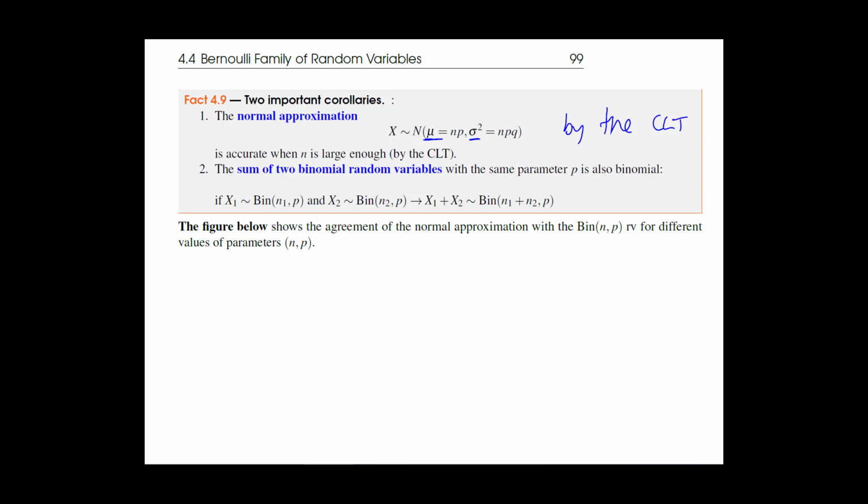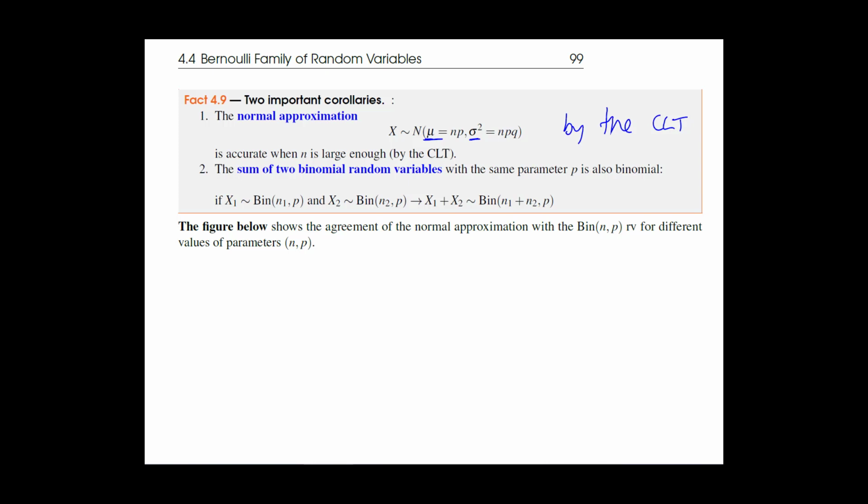The other corollary, let's say, is that the sum of 2 binomials with the same probability of success is also going to be binomially distributed. So if x1 is binomial with n1 trials and p, and x2 is with n2 trials, then the sum of the 2 would be a binomial with the sum of the number of trials. Now that's intuitive. We don't need any math to show it.